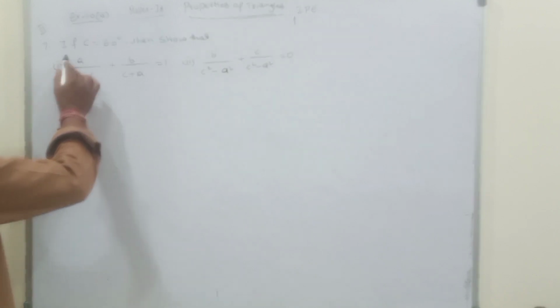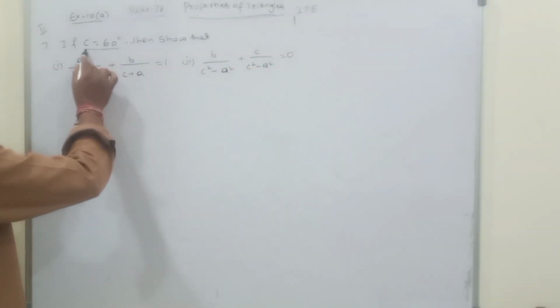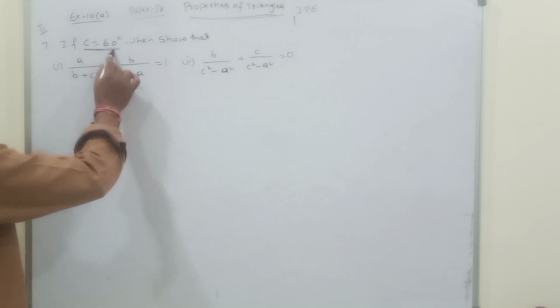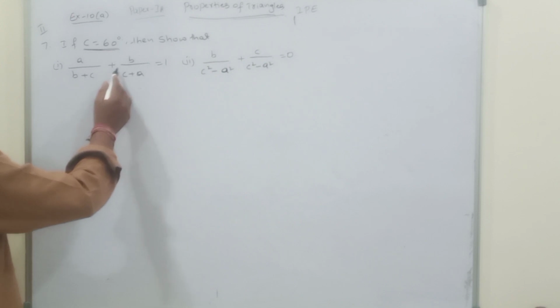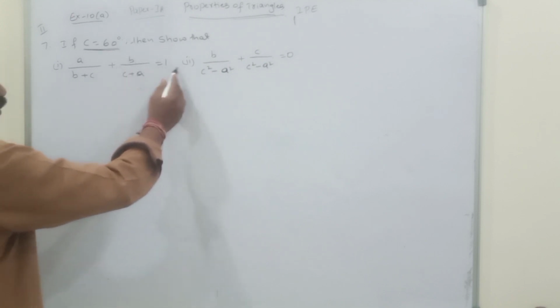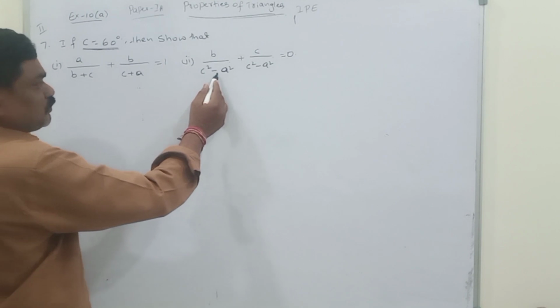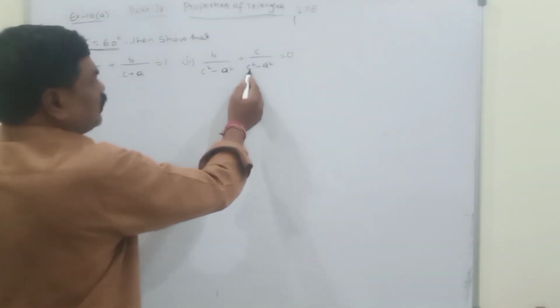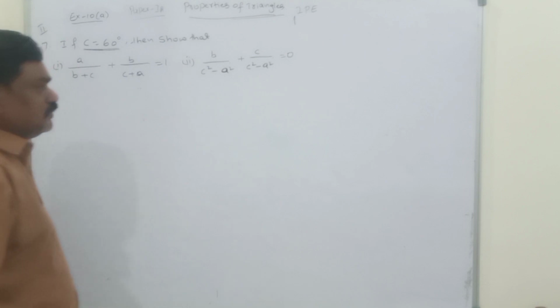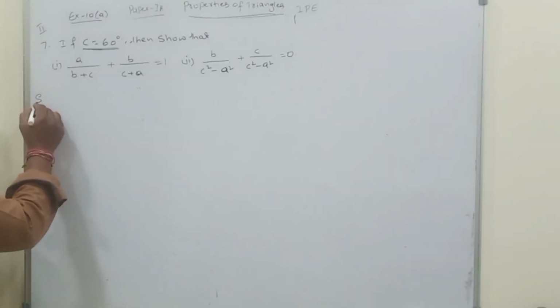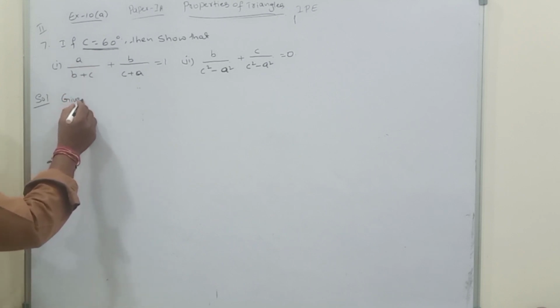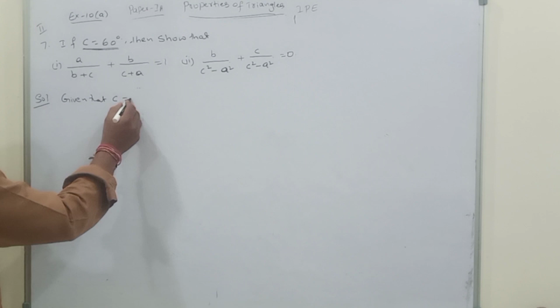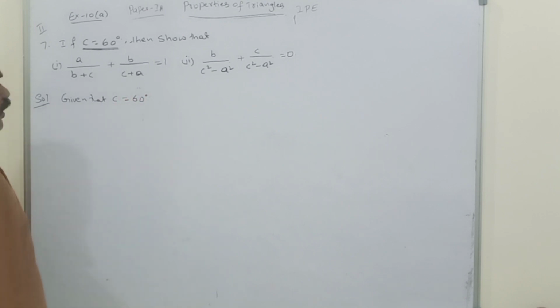Here you observe, C is equal to 60 degrees is given, then we want to show that A by B plus C plus B by C plus A is equal to 1. Second problem, B by C square minus A square plus C by C square minus A square equal to 0. So here what is given is that C is equal to 60 degrees.